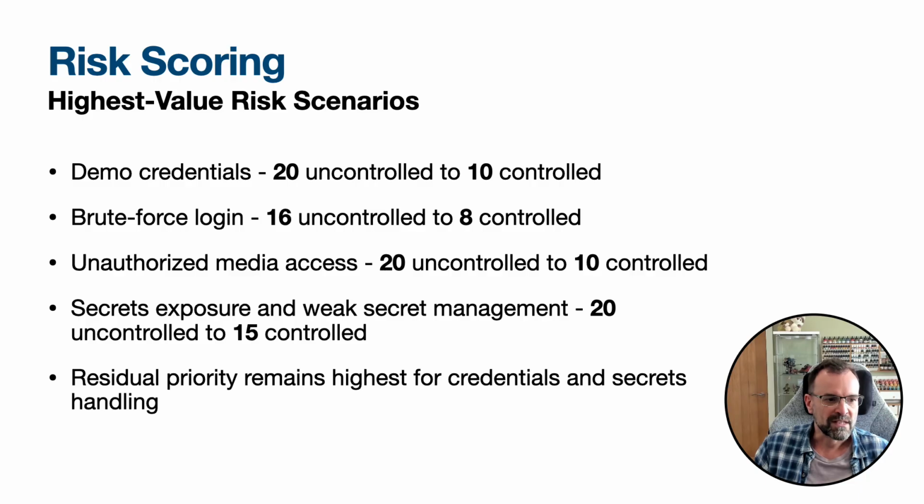This gives us a clear before and after picture and shows how much risk reduction the safeguards can actually achieve. So just showing some examples there, for example, unauthorized media access with no controls, but as soon as you put the authorized endpoint in place, it drops down from a 20 score down to a 10.